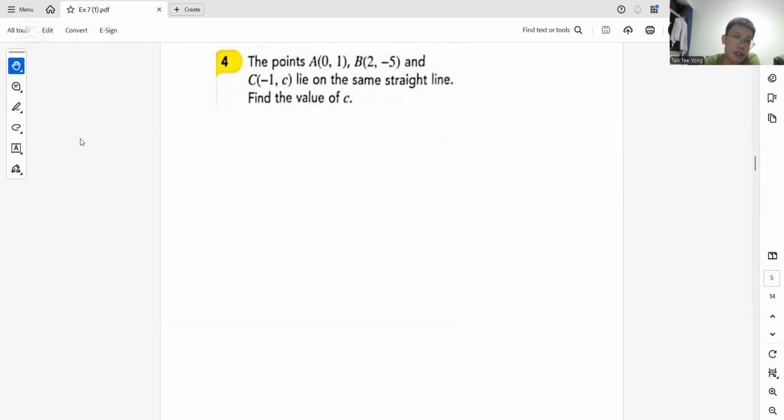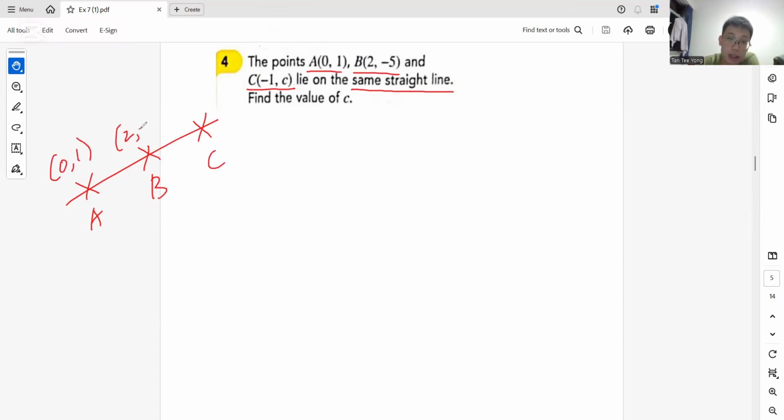Okay, let's run through question 4. The question says the points A, B, and C lie on the same straight line. Visualize it, it looks something like that. A is (0, 1), B is (2, -5), and C is (-1, c). We are drawing this just for visualization. I'm not sure who came first, so it doesn't matter. That's not the point of this question. The point is, how do we find this c?